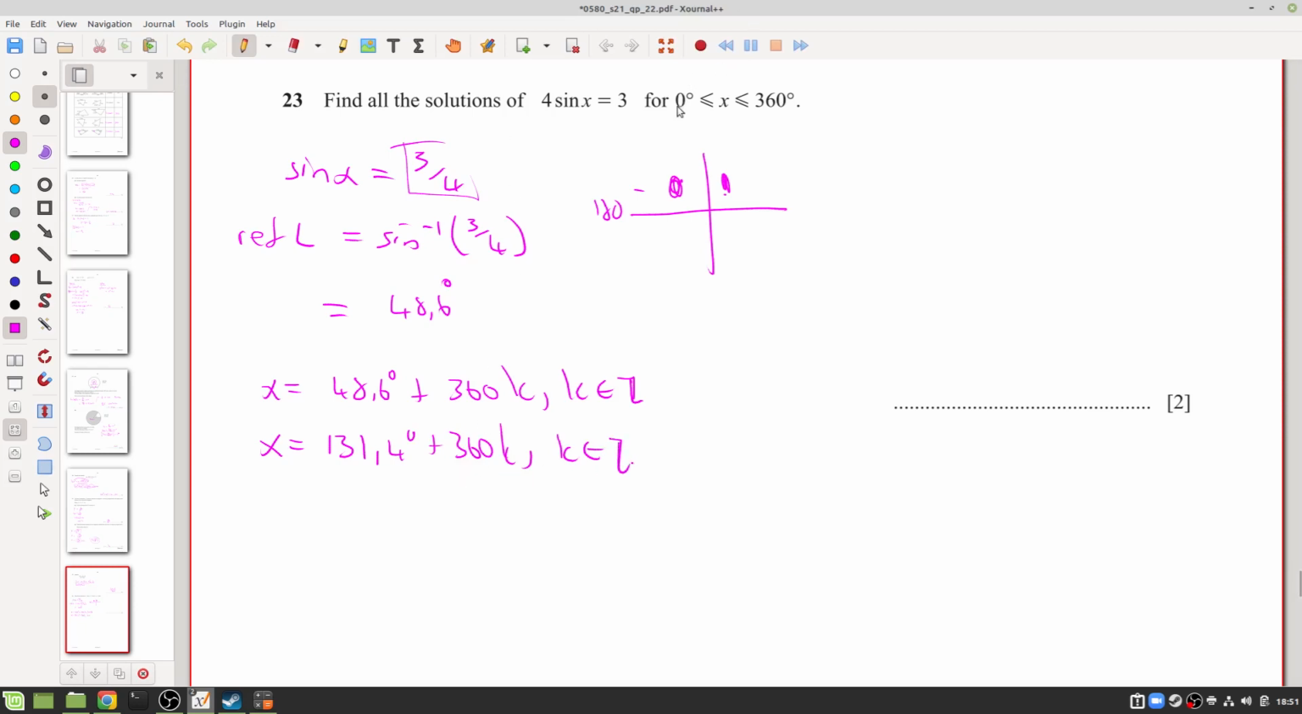Again, we're only looking for the values between 0 and 360. So let's start with this one. 48.6, that's going to work. That is between 0 and 360. If we add 360, it becomes too big. If we subtract 360, it's too small. So that's everything done with that first one. Second one, 131.4, that's going to work. If we add 360, it's too big. Subtract 360, it's too small. So that one is also done. Only those two values.